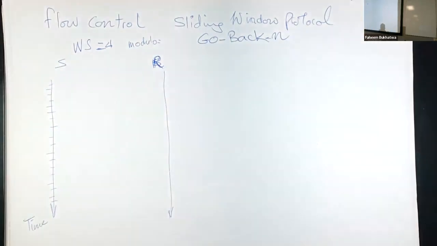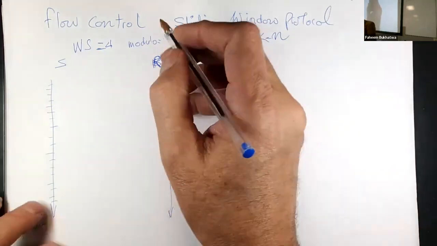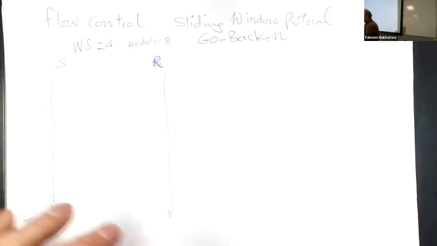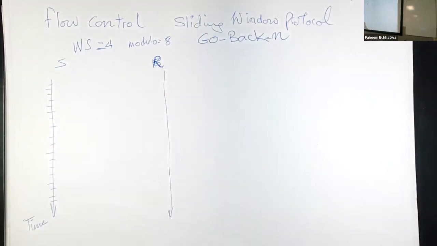What does the modulo mean? It means what range of numbers we are going to be using. Are we going to go from 0 to 7, or 0 to 127, or 0 to 511? We need to agree what's the biggest number we can use and then go back to 0. We call that modulo. For now, let's use the smallest modulo, modulo 8. What numbers are we going to be using for modulo 8?